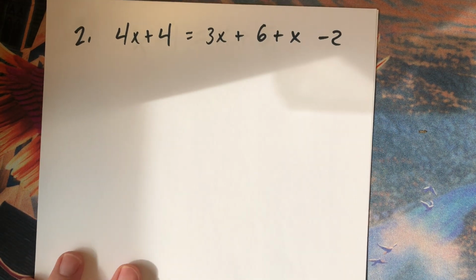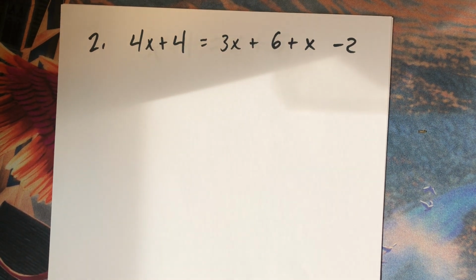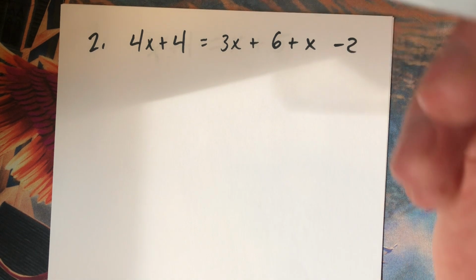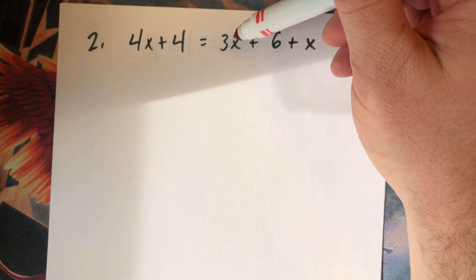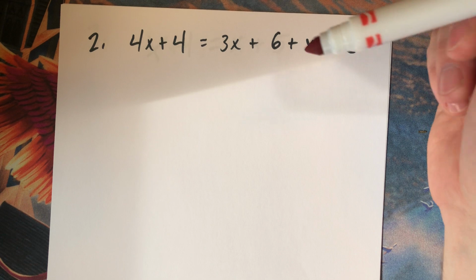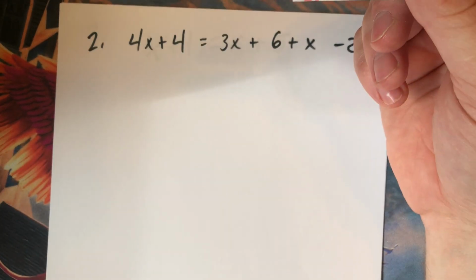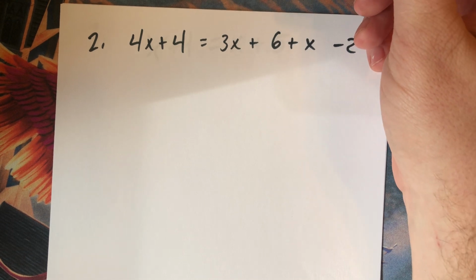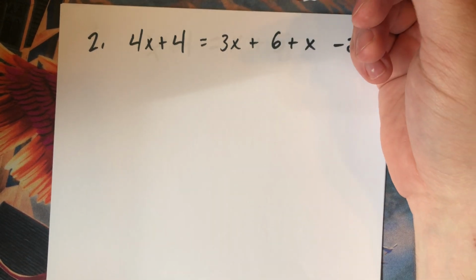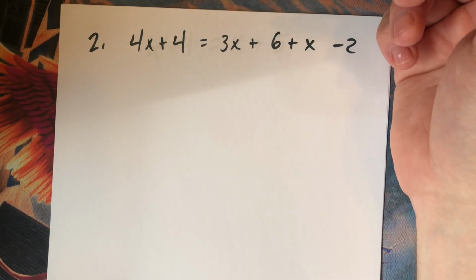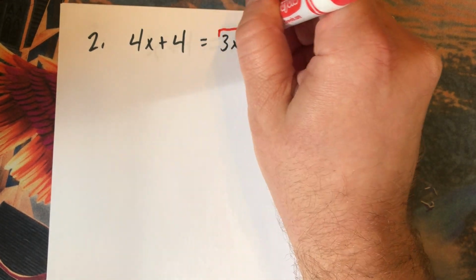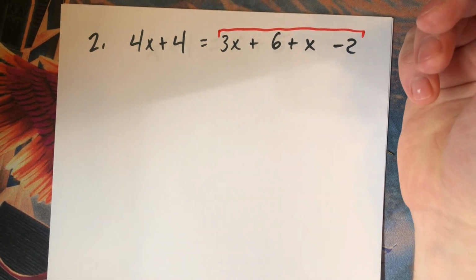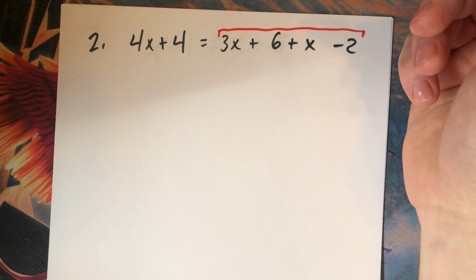So our next one might not be as apparent what's going on here. It says 4x plus 4 equals 3x plus 6 plus x minus 2. So key thing with solving, before we ever solve, we want to clean up. We always clean up before we go to solve. So when I see this whole mess here, I go, wait, I should clean this up. And so I can do what we call combining like terms.